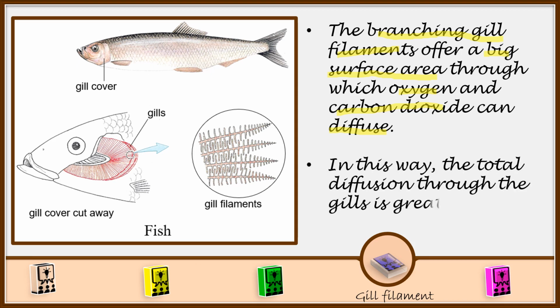In this way, the total diffusion through the gills is greatly increased because of the increase in the branching of the gill filament. This increases the surface area through which diffusion takes place. Therefore, diffusion is going to be greatly increased.